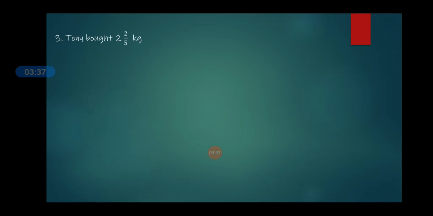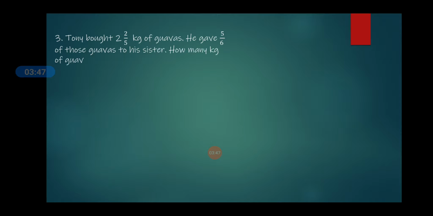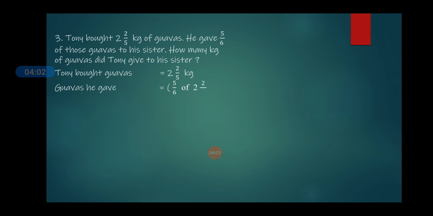In question number 3, Tony bought 2/5 kg of guavas. He gave 5/6 of those guavas to his sister. How many kg of guavas did Tony give to his sister? Tony bought guavas of 2 upon 5 kg. The guavas he gave are 5 upon 6 of 2 upon 5 kg.